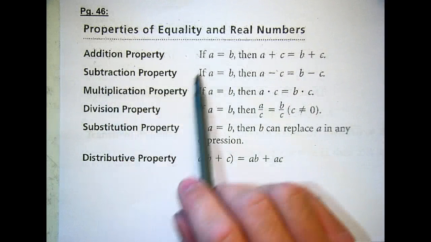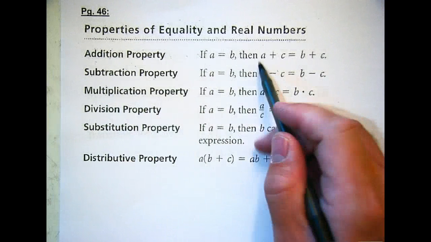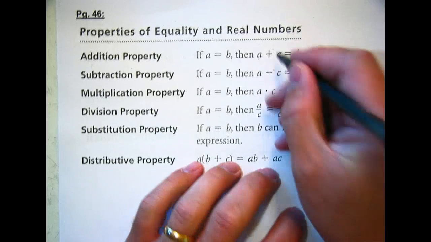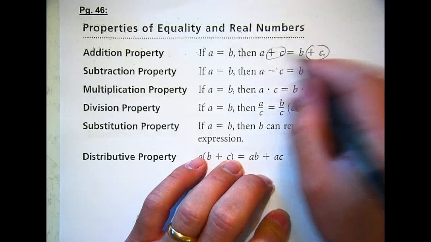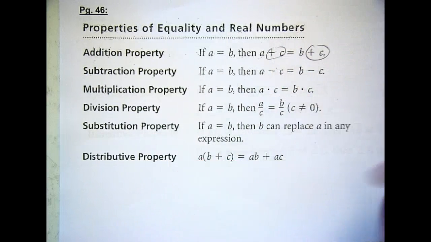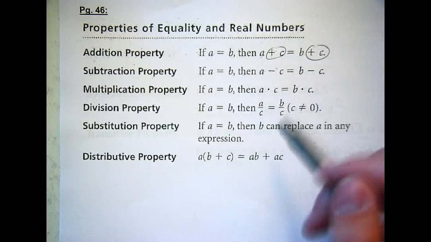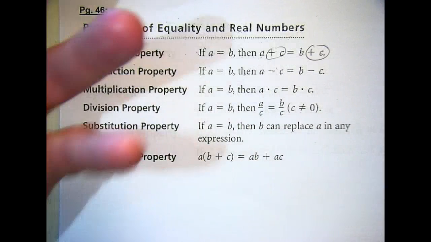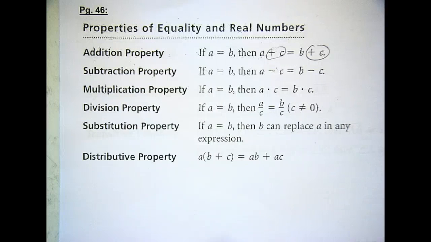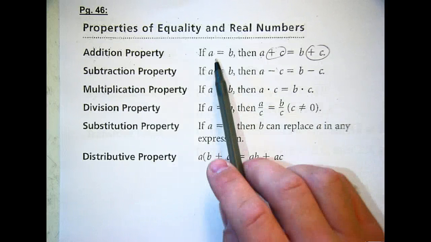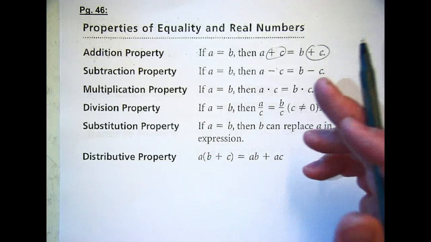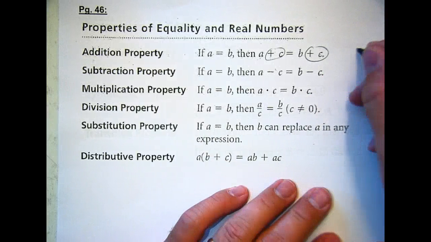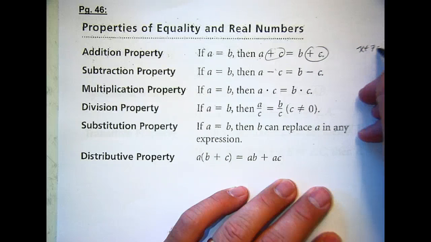But addition property says if A equals B, then if I add the same thing to both sides, if I add C to A and C to B, then A plus C would equal B plus C. In other words, just like you've done in algebra, when you're in 8th grade, 7th grade math, you're adding things to both sides of an equation to make it equal. How many remember doing that? You like have x plus 7 equals 5.